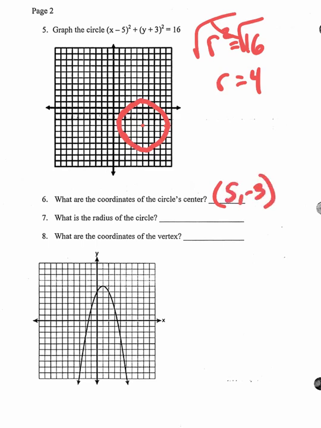But I mean, y'all's used to it by now, right? So 5, negative 3. The radius is 4. We already did that math.